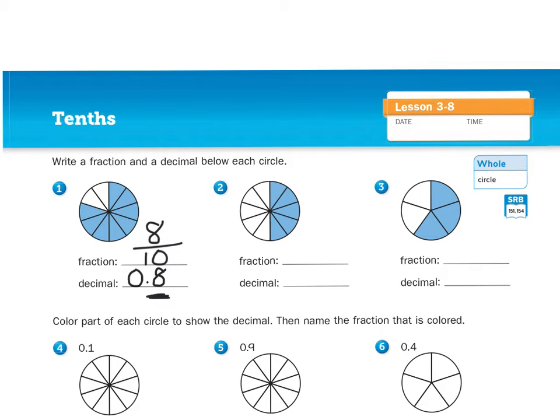Our next one, we've got half of this circle filled in. Again, there are 10 pieces because we're working with tenths. So our fraction is 1, 2, 3, 4, 5 tenths. And that's how you read it, 5 tenths.